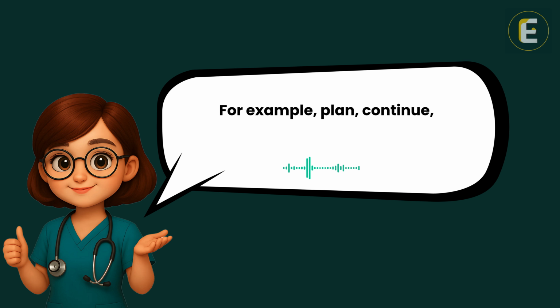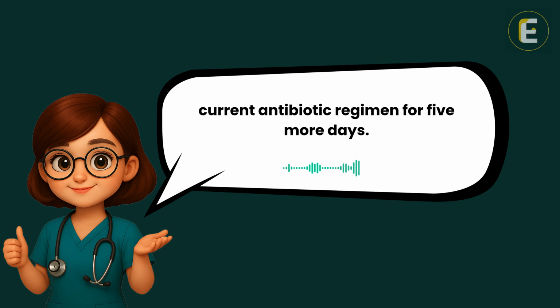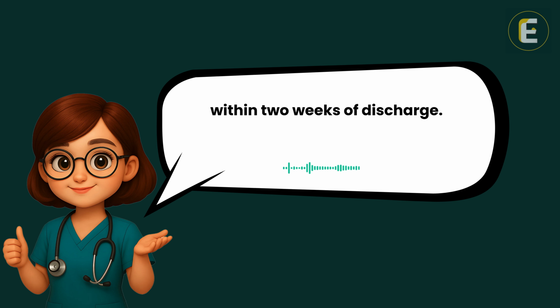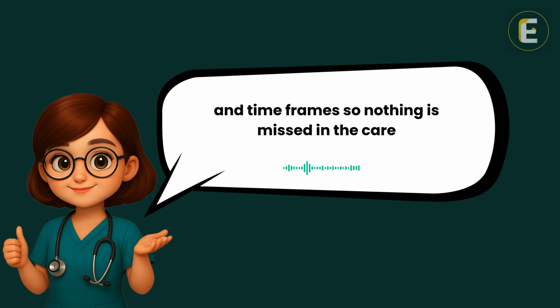To ensure proper follow-up, be specific when noting follow-up plans, which ensures continuity of care. For example, "Plan: continue current antibiotic regimen for 5 more days. Follow up with cardiology within 2 weeks of discharge. Home health to assess wound 3 times weekly." This example lists clear next steps, responsible parties, and timeframes, so nothing is missed in the care plan.